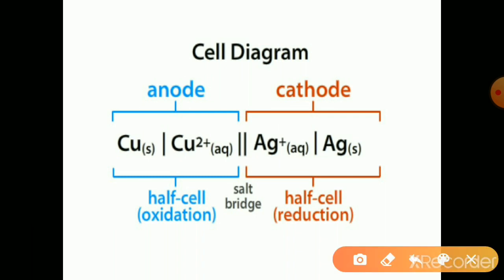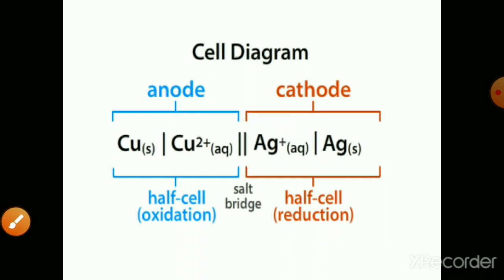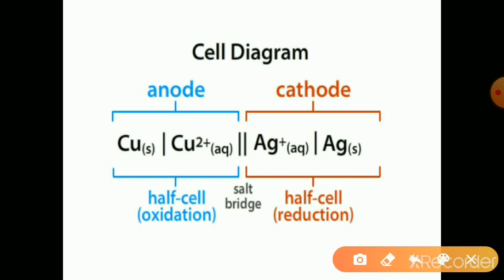If any solid part or precipitate or any gas is obtained in the cell, that is indicated in the interior part of the cell. After this, we will see some examples. We know that to complete the circuit, these two half cells are connected by the salt bridge. And the salt bridge is indicated by two vertical lines. Such two vertical lines indicate a salt bridge.